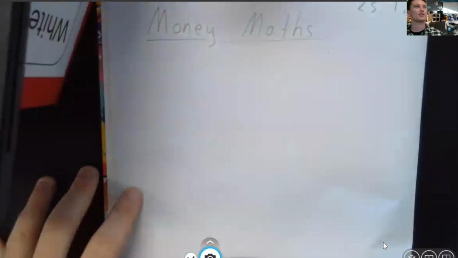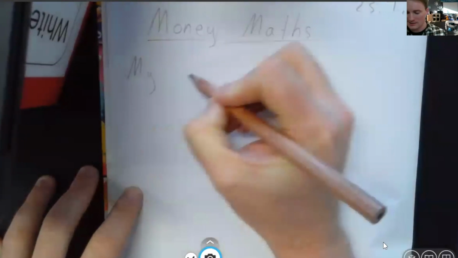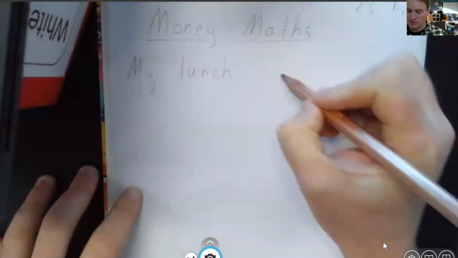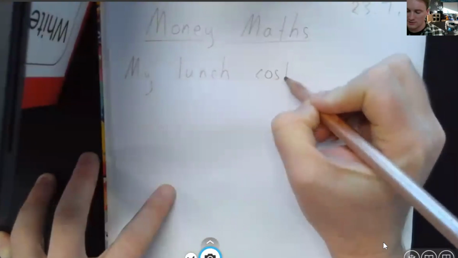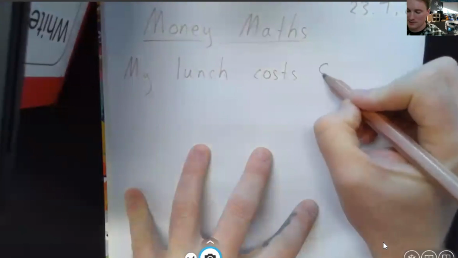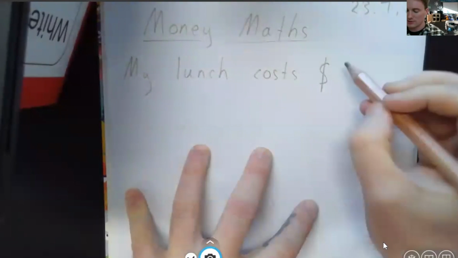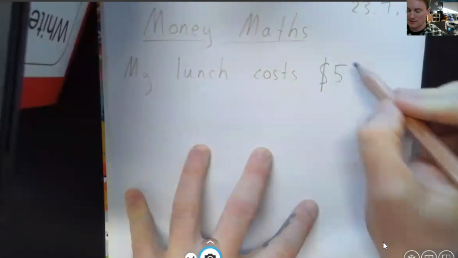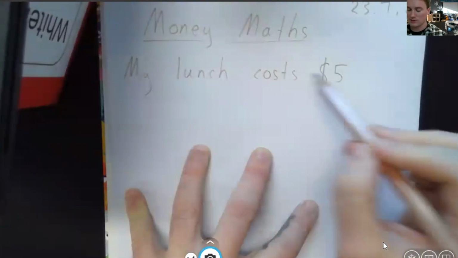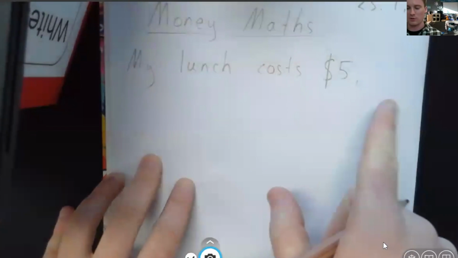So let's write a short sentence. Okay, capital M, my lunch costs, and then when you're doing a dollar sign, you do a capital S and a line through the middle. So do that. My lunch costs, and we can do a number 5. And that dollar sign and that 5, that would mean $5. My lunch costs $5. Now you can write this down if you want, or you can flip back and forth, or you can keep this video open.